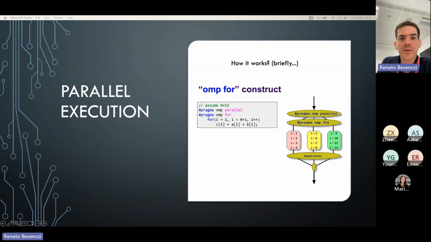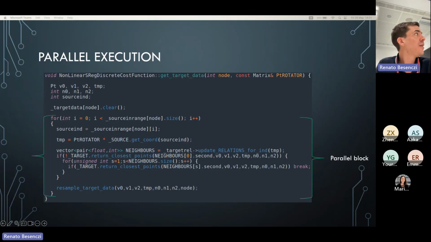Okay, so back to the code, and I highlighted the block that can be parallelized in this case. What is going on here is that we're getting the source data, we get the closest triangle for that, resample the data, and store it somewhere. So this part is the closest triangle search, and this is the resample part.